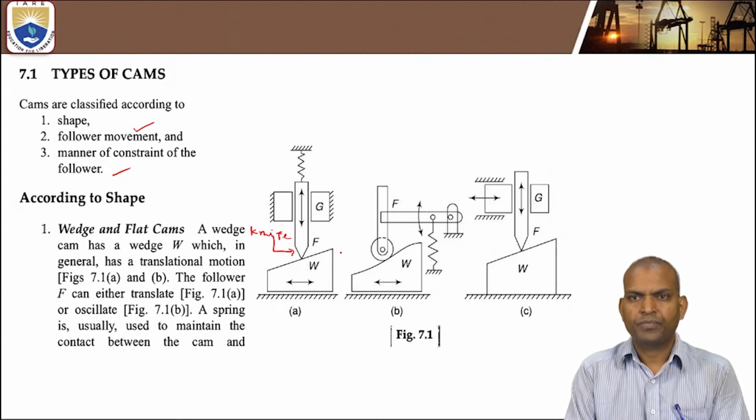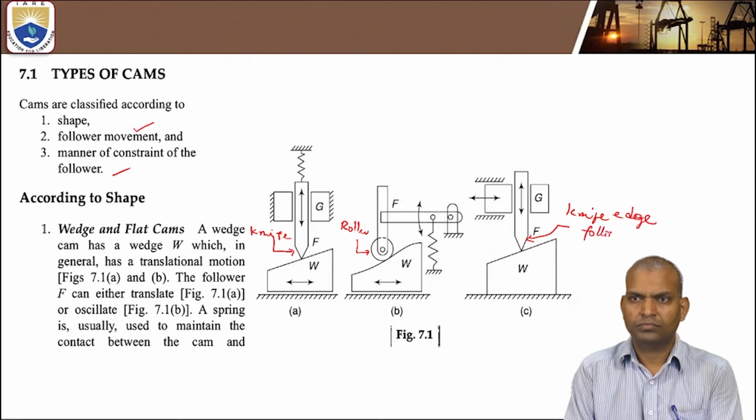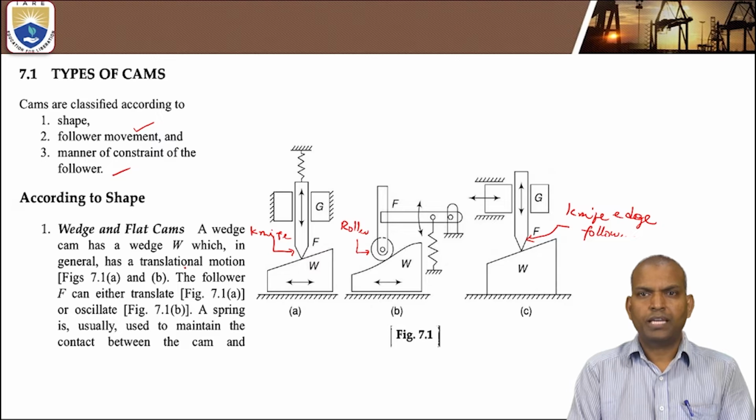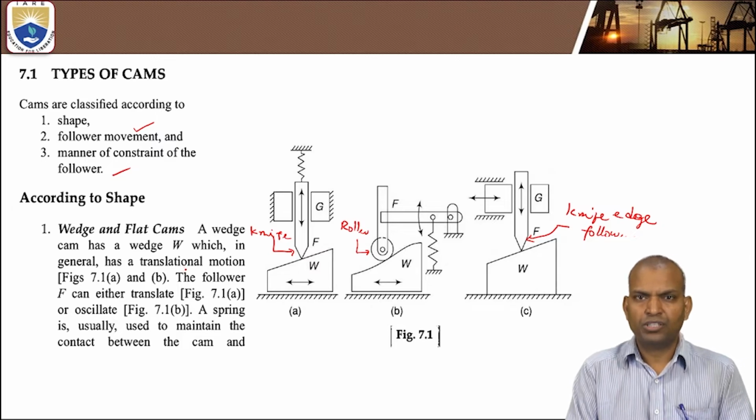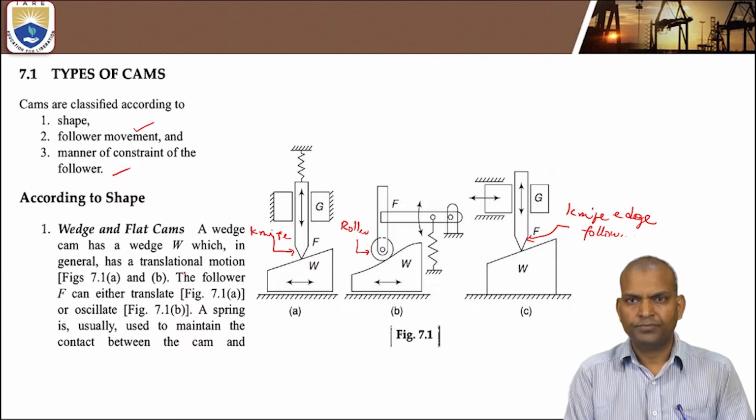Here it is the roller follower, and here it is again a knife edge follower. Okay, these are the different types based on the shape. So the wedge here is very important.